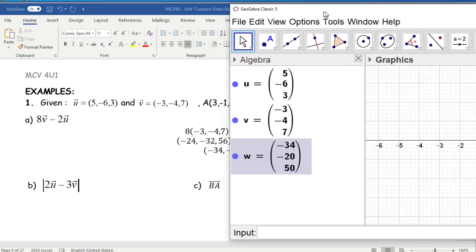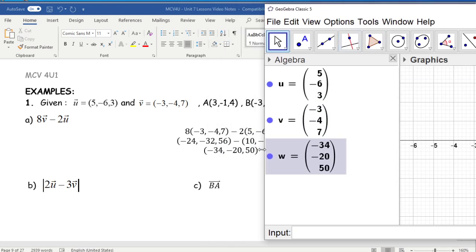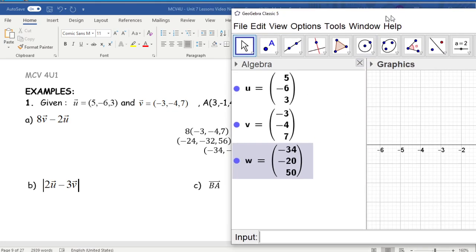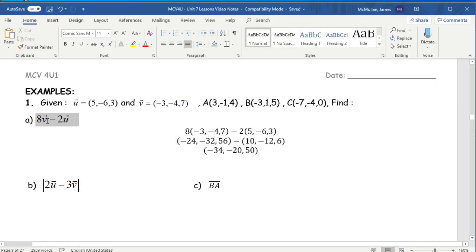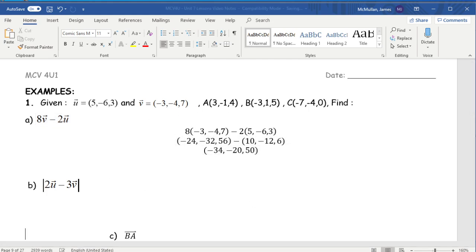And lo and behold, it comes up with -34, -20, 50. Very, very straightforward operation. This is not a complicated thing to do with component vectors. It was a complicated thing to do with bearing vectors, but we don't have that problem here when we're working with components. Okay, next thing.